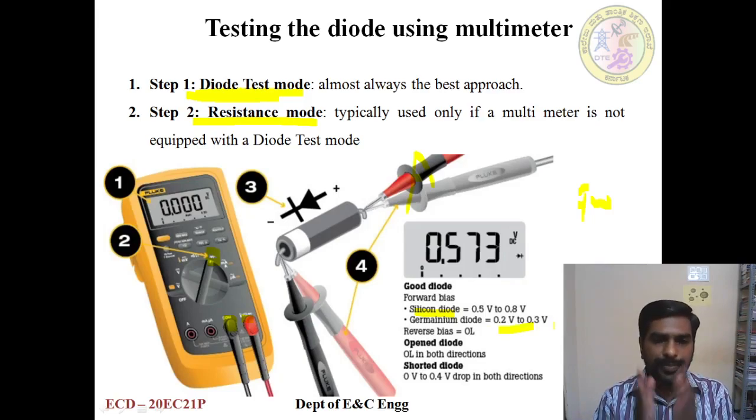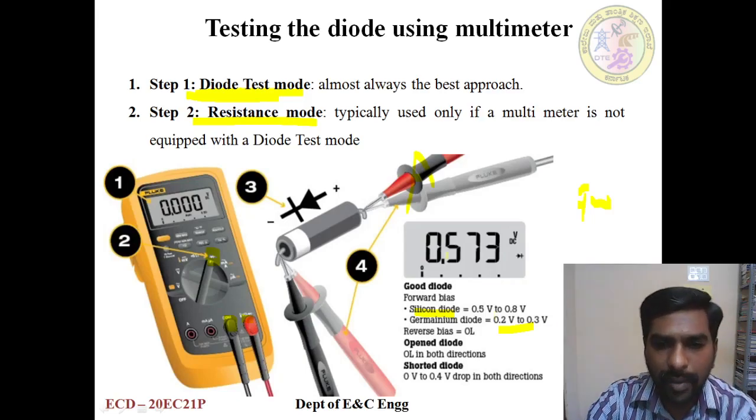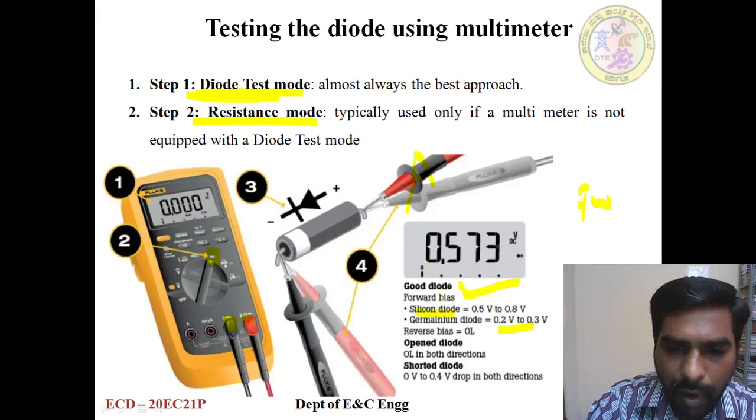Based on this concept, if it is forward bias and you get this value, the diode is in good condition. We can say the diode is in good condition. It works in forward bias.